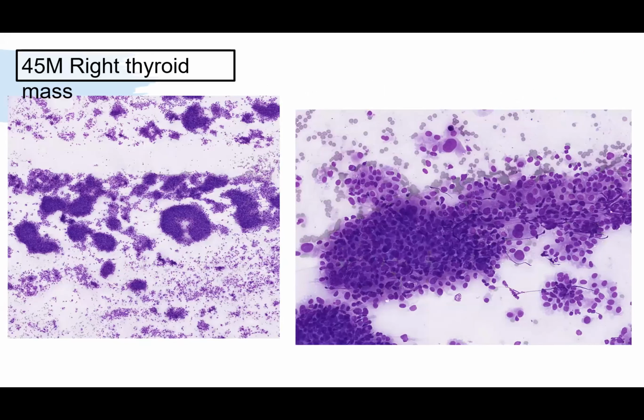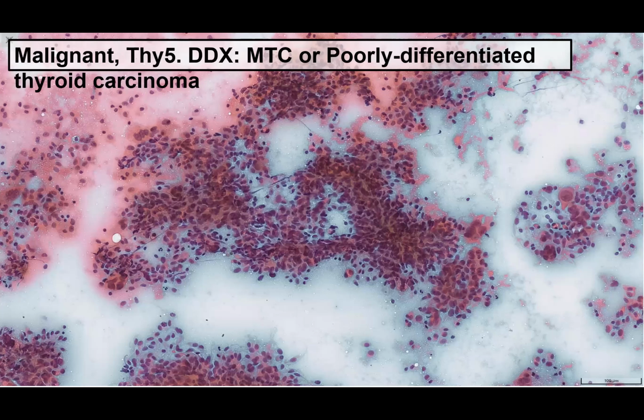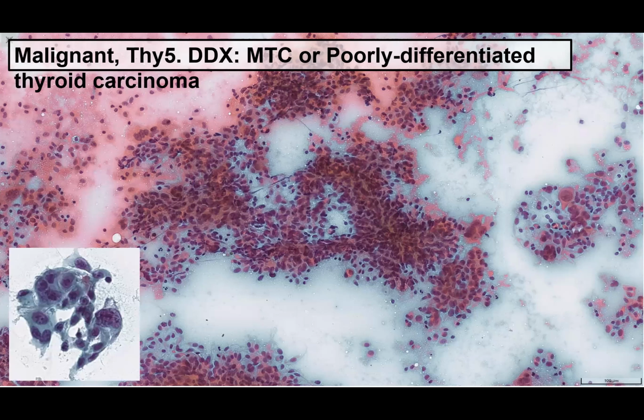So looking at the last case, this of a 45-year-old with a right thyroid mass. And you can see this is a cohesive group of epithelioid cells showing a considerable amount of pleomorphism. When you look here, some of them appeared a bit more spindled in places. And you can see that there are irregular nuclear contours and a bit of hyperchromasia. So the difference for here, this was called a Thy5 malignant.